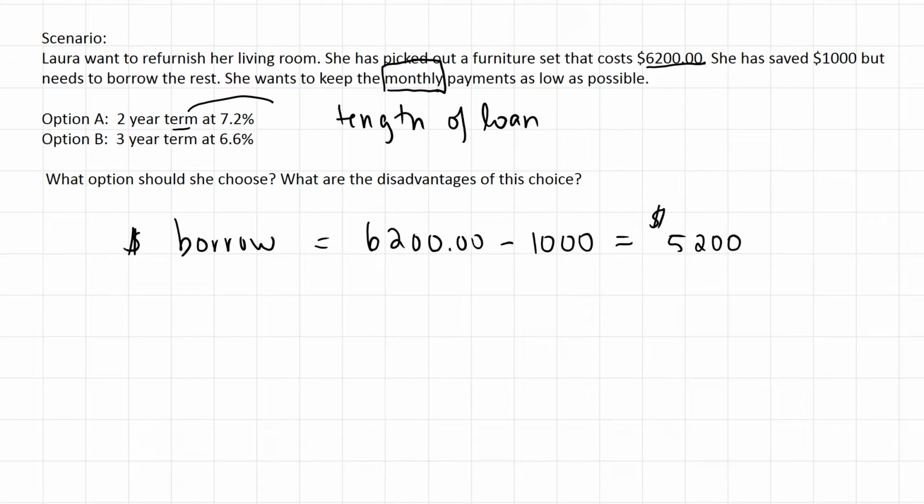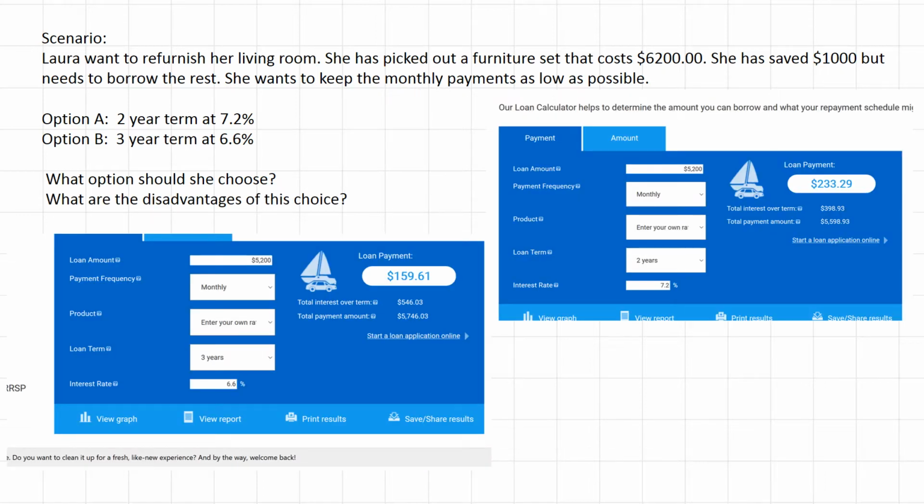So option A has a shorter loan period. Option B is 1 year extra, but the interest rate is different. So let's go ahead and actually now use the calculators. So I've used the Coast Capital investment link to compare the two payments, and we're going to take a look at what is best for Laura. So remember, Laura wants to keep the payments as low as possible. So the loan payment here, the monthly payment as low as possible.